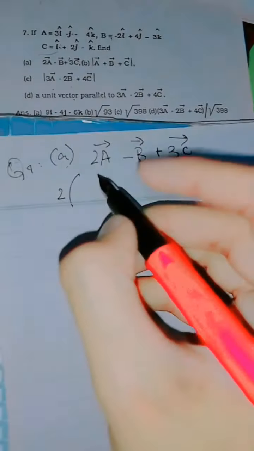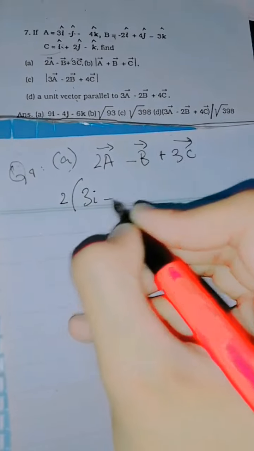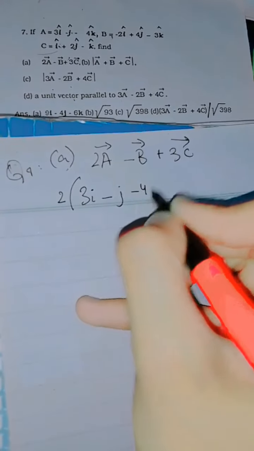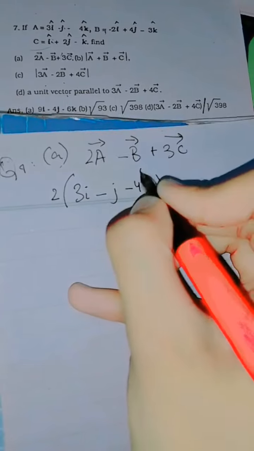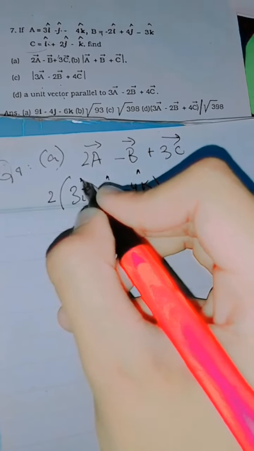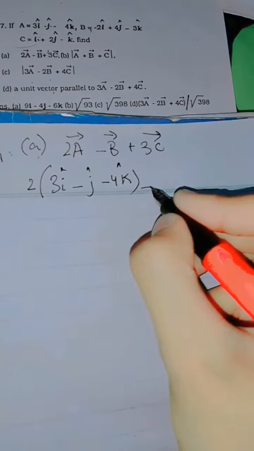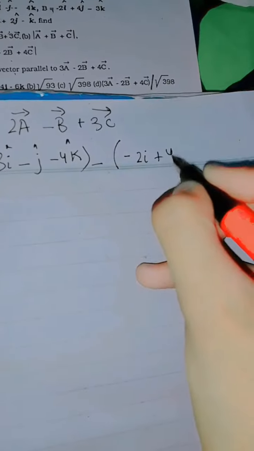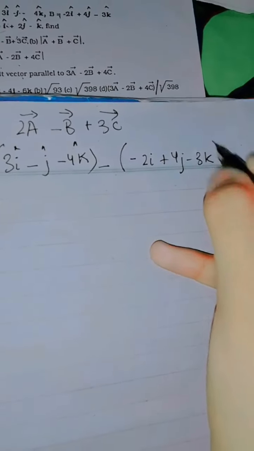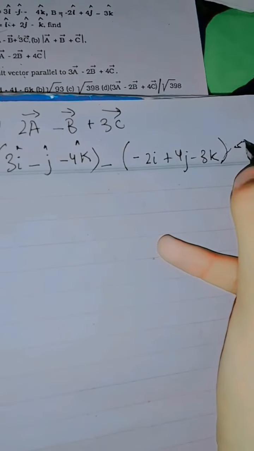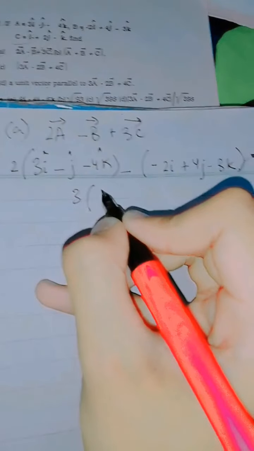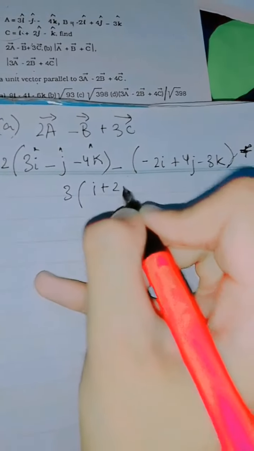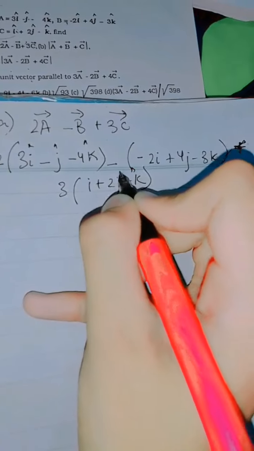Now 2, we will be writing the value of A, that is 3i minus j minus 4k, with a cap on it. Then minus B, which is 2i plus 4j minus 3k. Then plus 3C, we have i plus 2j minus k, with a cap on it.